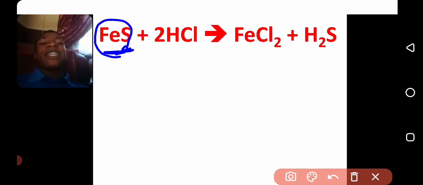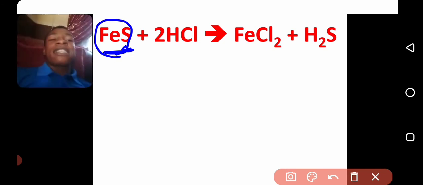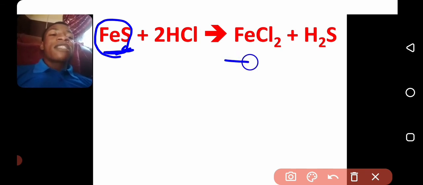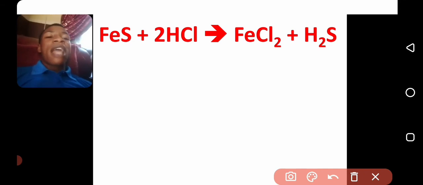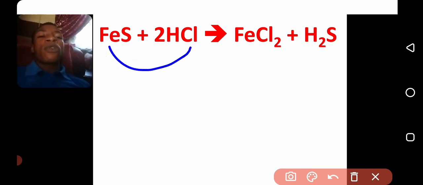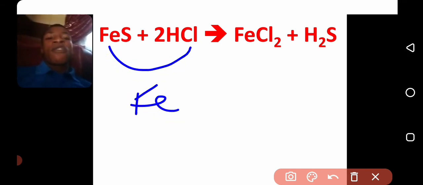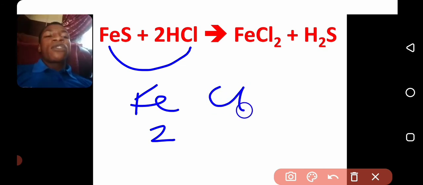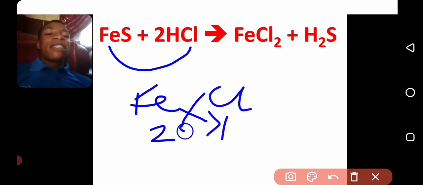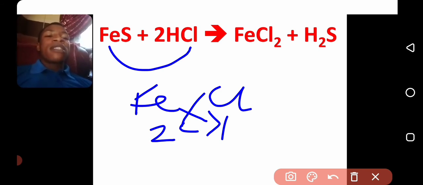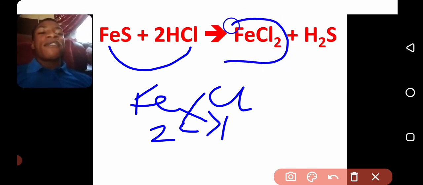So when FeS reacts with HCl, an acid, it gives us FeCl2 plus H2S. How do we have that? Fe picks up chlorine. Valency of iron is 2. Valency of chlorine is 1. When you exchange their valencies, it's going to give you FeCl2. Now what we have is FeCl2.